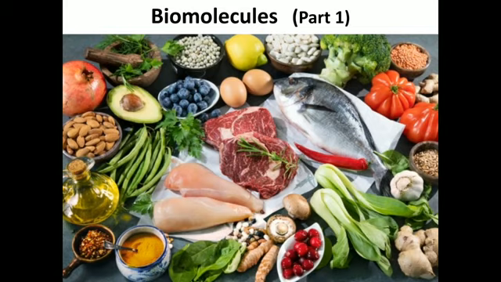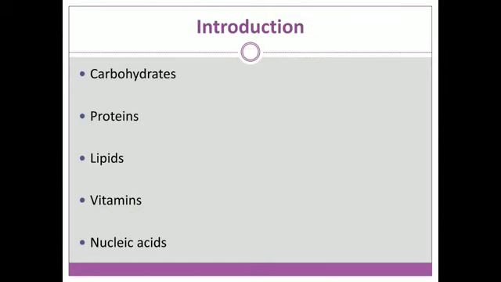In this video, we will learn about biomolecules. So all living things are made up of many biomolecules like carbohydrates, proteins, lipids, vitamins, enzymes, nucleic acid, etc. Now we will see one by one.